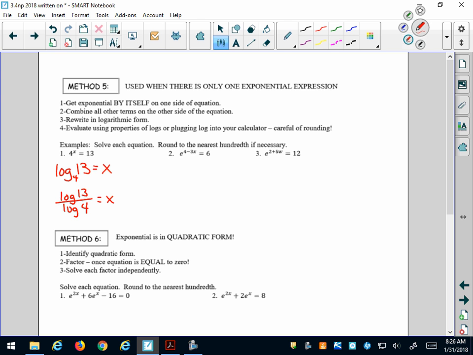Equals x. And when you put that into your calculator, you'll get some sort of a decimal. And this says round to the nearest hundredth. Notice on some of these methods it said leave your answer exact, the exact form or whatever. That means leave it with the ln's and everything. If it says round, obviously, you're putting it into your calculator and you're getting the decimal equivalent. So just watch for the directions, whether it says exact or round.